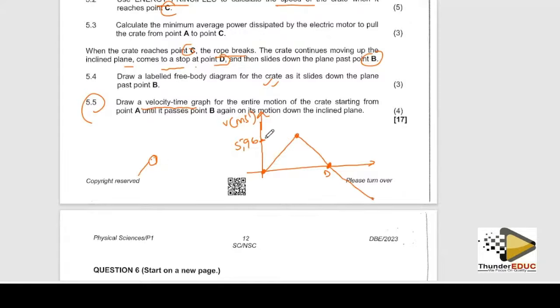All right, so what do they want us to do for the entire motion until it passes point P again on its motion down the incline? So you can just extend these limits. There's no harm in that. This was time in seconds. Okay, guys, I think that's that.